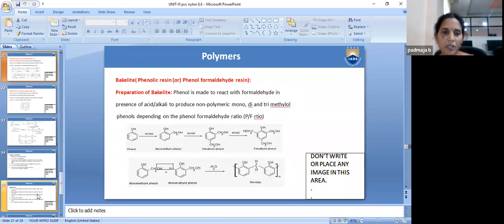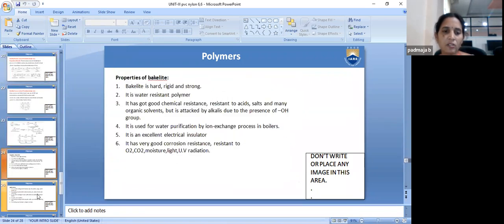Now properties of Bakelite. Bakelite is also a strong hard polymer. First point: strong, hard, rigid polymer. It is a water resistant polymer. It has good chemical resistance, so it is resistant to acids, salts and many organic solvents. So it is used for water purification.